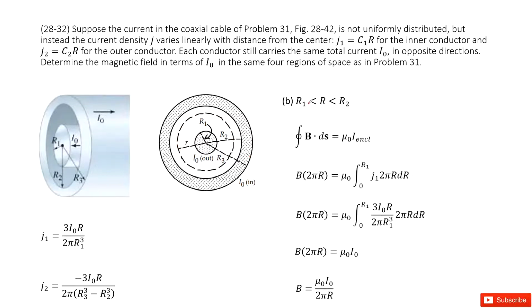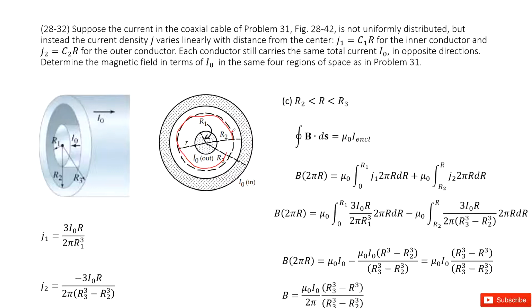If we look at r larger than R1 and smaller than R2, we can draw the enclosed path there, right? In this case, we still have B times 2 pi r, the enclosed path, equal to mu naught times the enclosed current. After the integral, the enclosed current is just I0. So you get the function there.